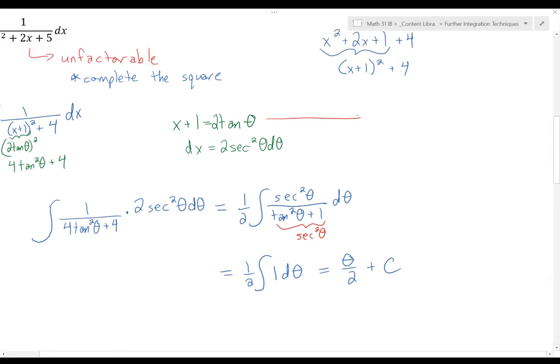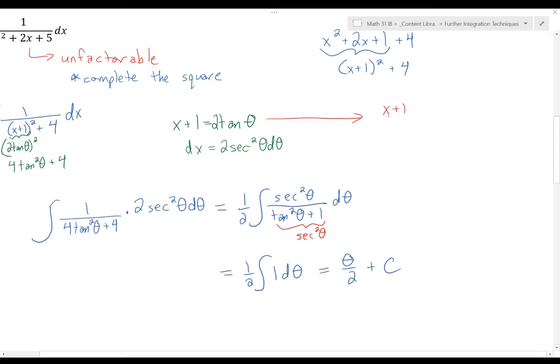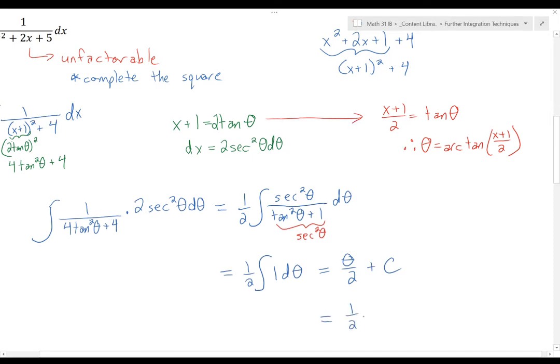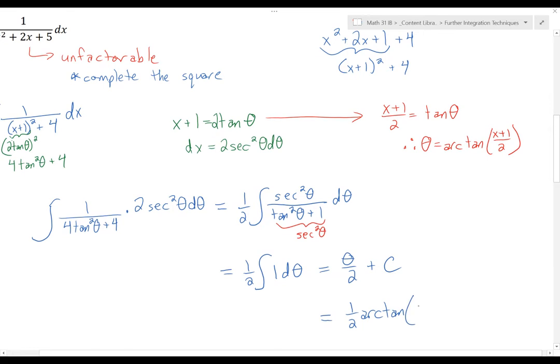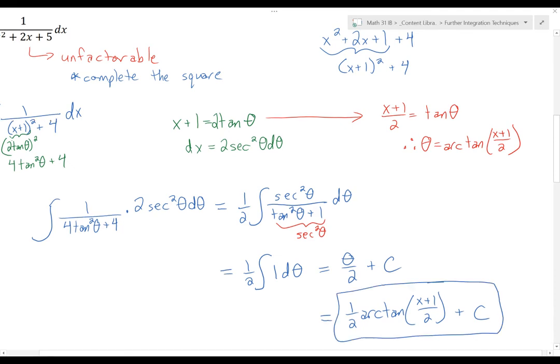So now I'm going back to my original substitution. If I start trying to isolate theta, I get x plus 1 over 2 equals tan theta, which means that theta is equal to the arctan of x plus 1 over 2. Well, that's where our arctangent comes in. So now I know that the integral is equal to 1/2 times the arctan of x plus 1 over 2 plus c. That's the antiderivative I was looking for.